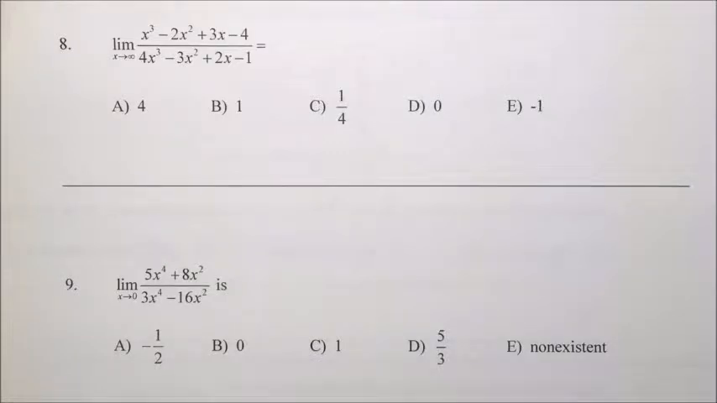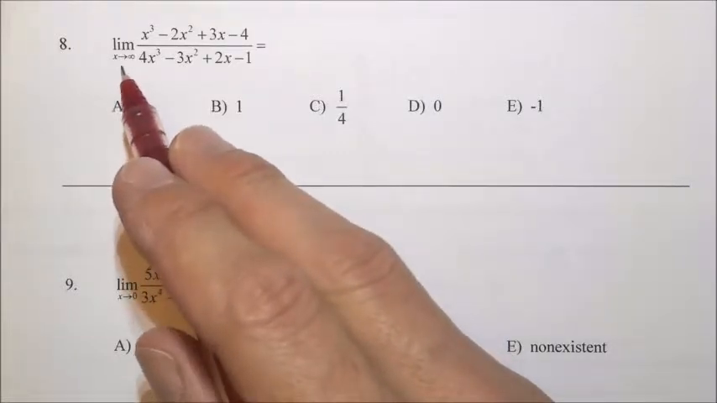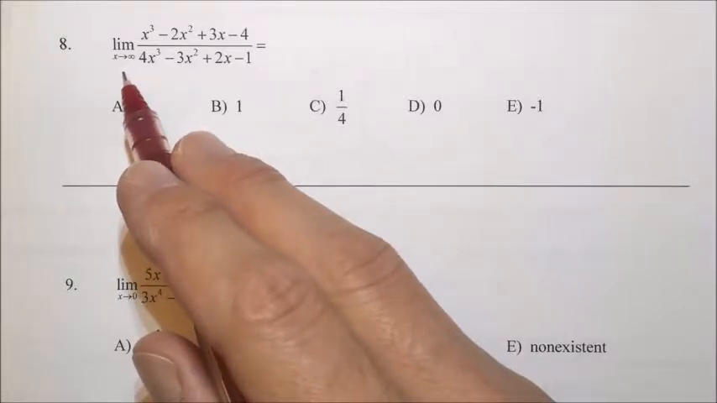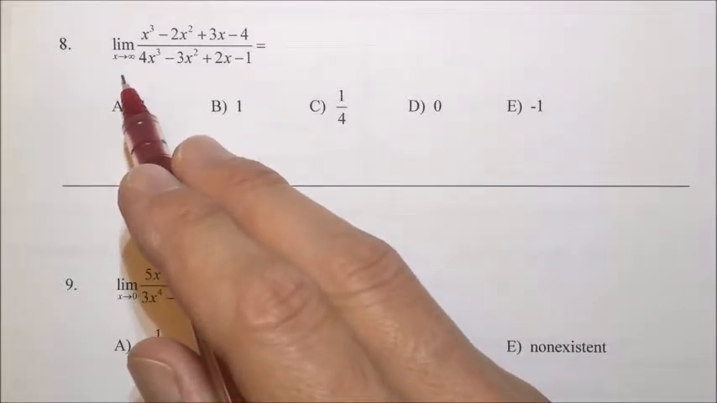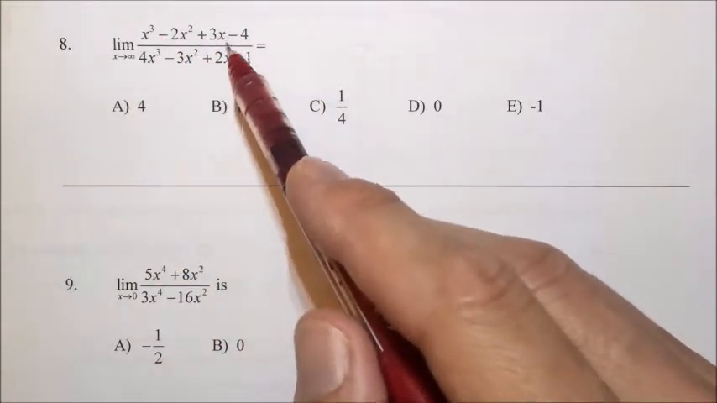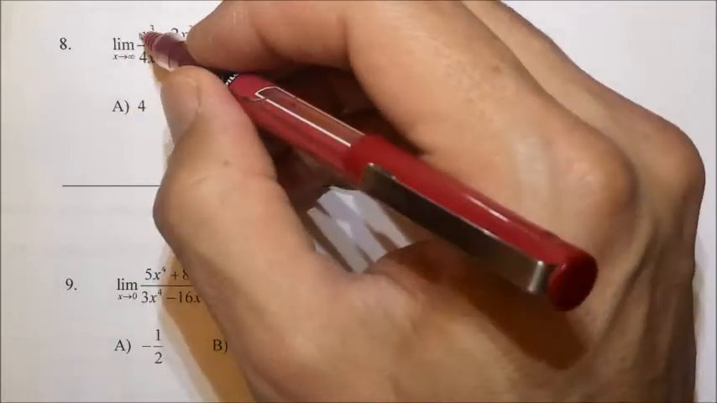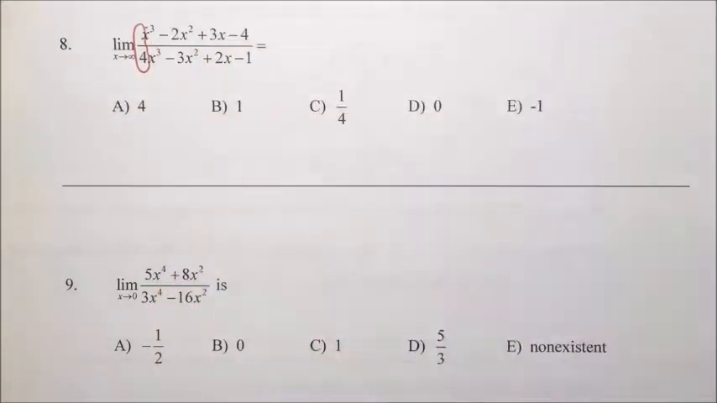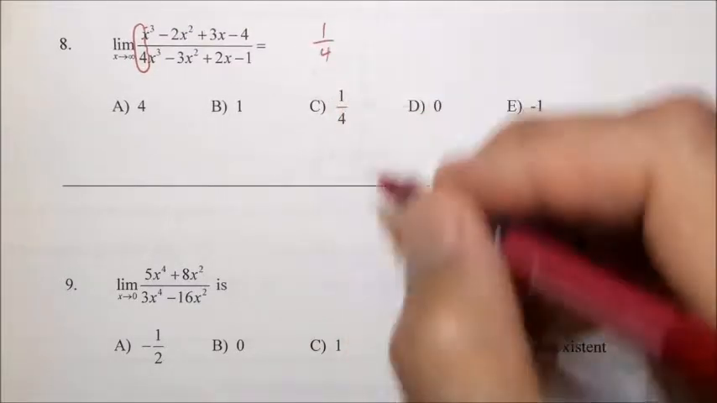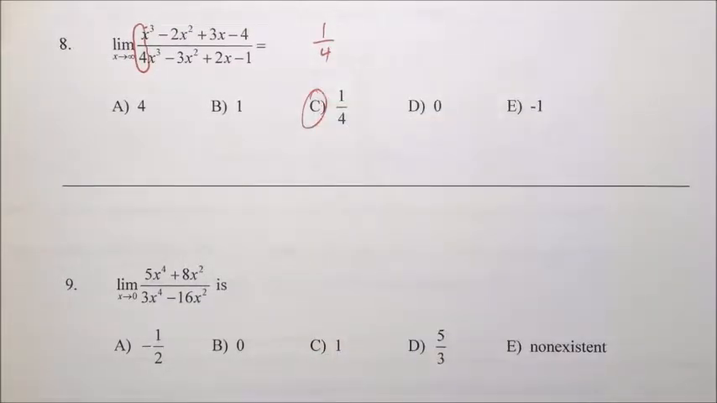Problem number 8. We have the limit as x approaches infinity. So this is like problem number 1. We're interested in where the highest exponent is located. We see a cubic here, and that is in fact the highest exponent. So we focus in on their leading coefficients. We have an unwritten 1 in the numerator, and we certainly have a 4 in the denominator. C is our answer. Hopefully this is starting to be a type of problem that you're getting extremely quickly.